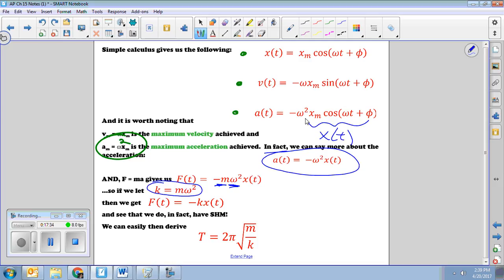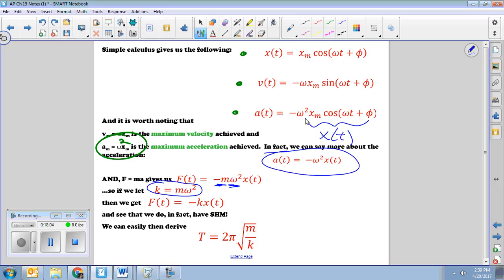Yeah, right here. It's k, it's m times omega squared. Oh, yeah, that's a lowercase k. You guys remember Hooke's law? Yeah. F equals negative kx. Here's how you find out what k is. All right, are we good?